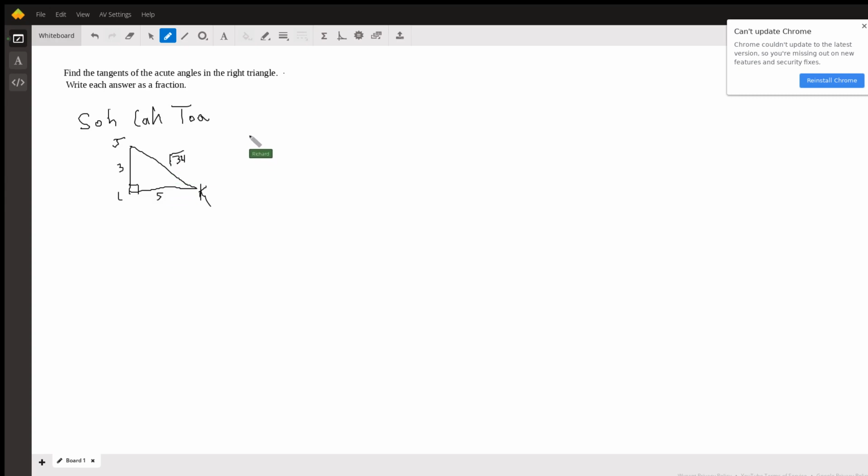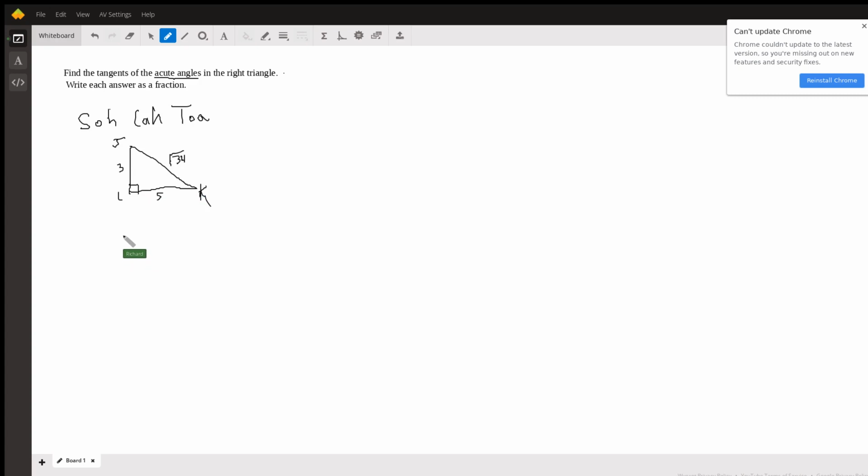Okay, so they're not asking for all the sine and the cosine and the tangent, and they're not asking about all the angles. They just want the acute angles. There are two acute angles, so angle J, this angle up here, and angle K here are the two acute angles. L is the right angle, and we're only asked for the tangent.